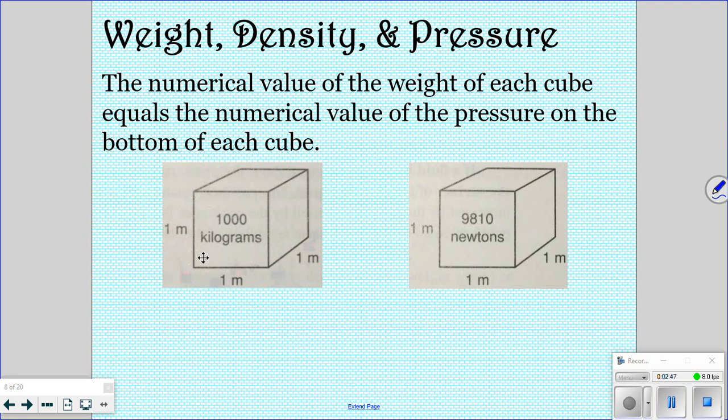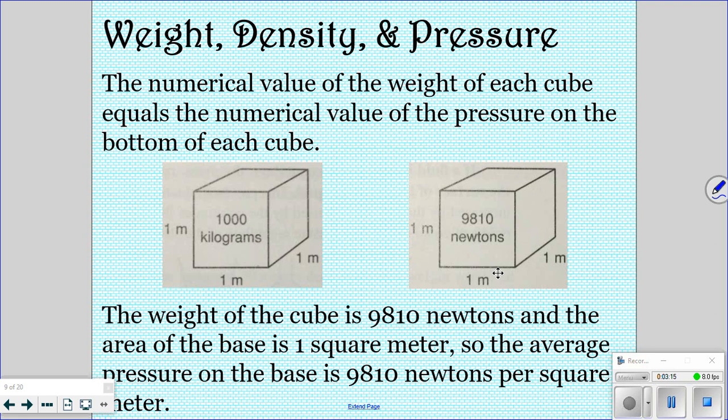And so the mass of this block is the 1,000 kilograms, and if you multiply it by the 9.81, you get the weight of it in newtons. And this is the same as the pressure of the bottom of the cube. So the weight of the cube is 9,810 newtons, and the area of the base is 1. So if you do average pressure, the weight is the same thing as a normal force, and then you divide it by the total area. The area of this is just a 1. That means that the pressure on this is 9,810 newtons per square meter.